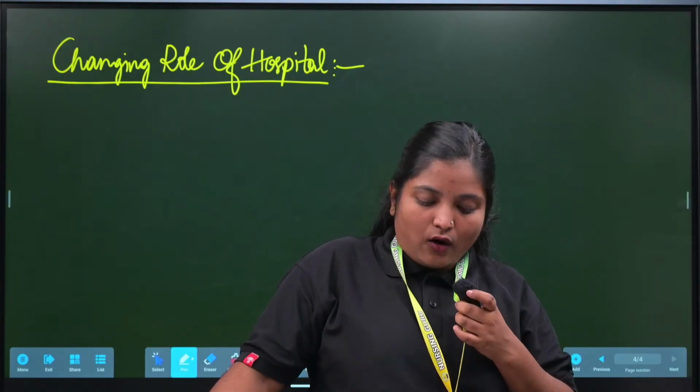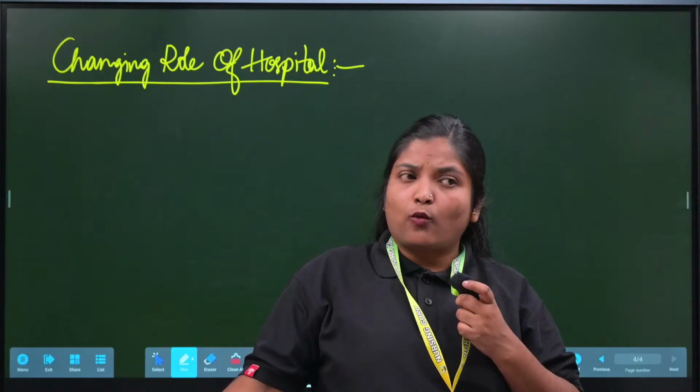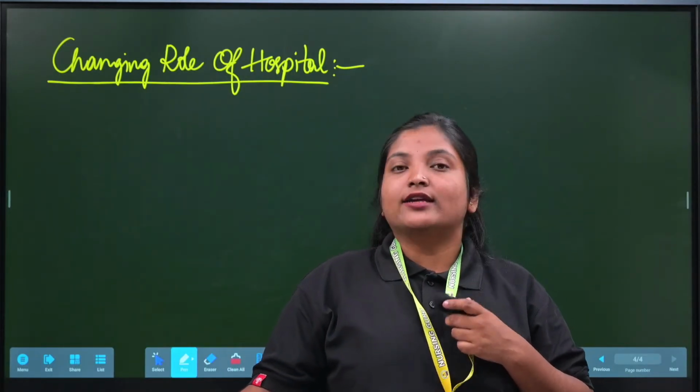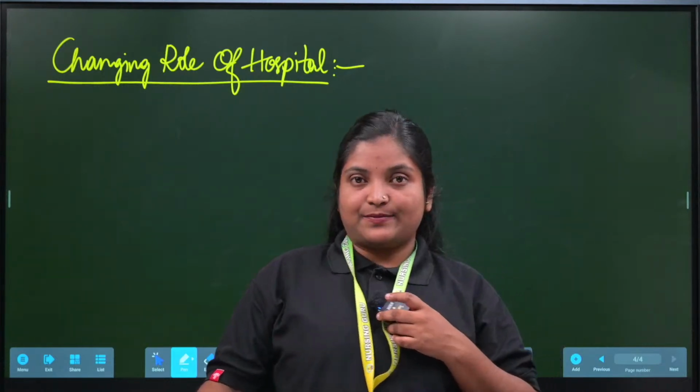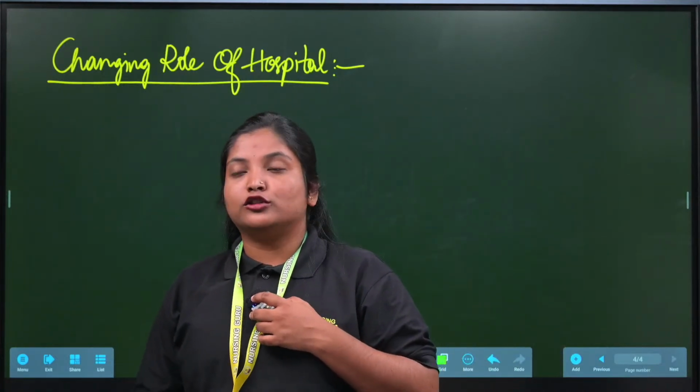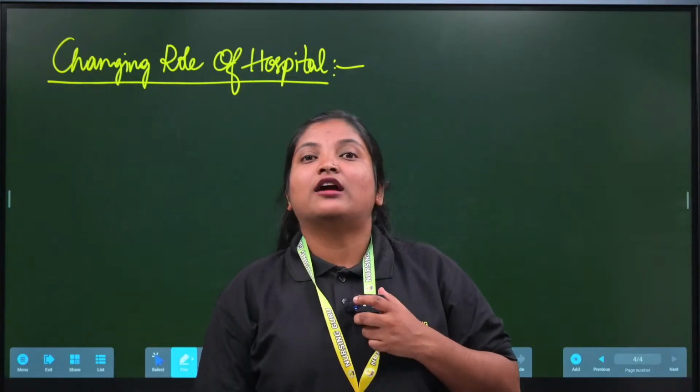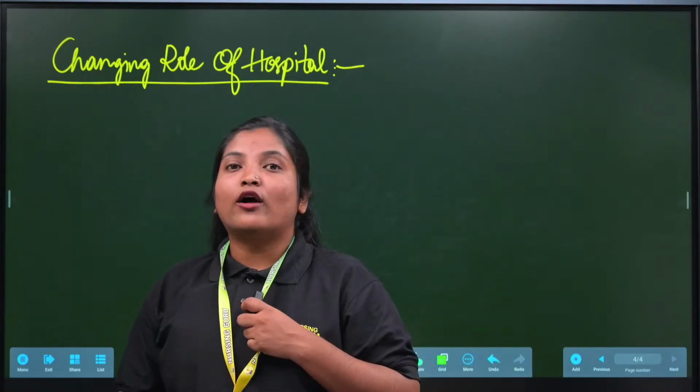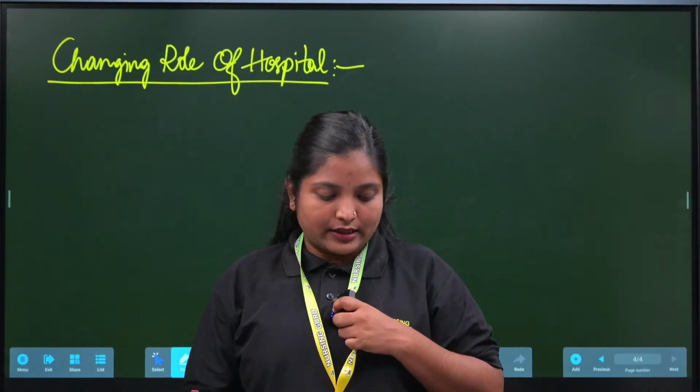So the old idea of the hospital was that they only provide care to the patient. But now the advancement has started and it has been implemented also. Now we are reaching out to the community to provide holistic care to the people. The next one is that the role of hospital has changed with the emphasis on shifting from curative to preventive.